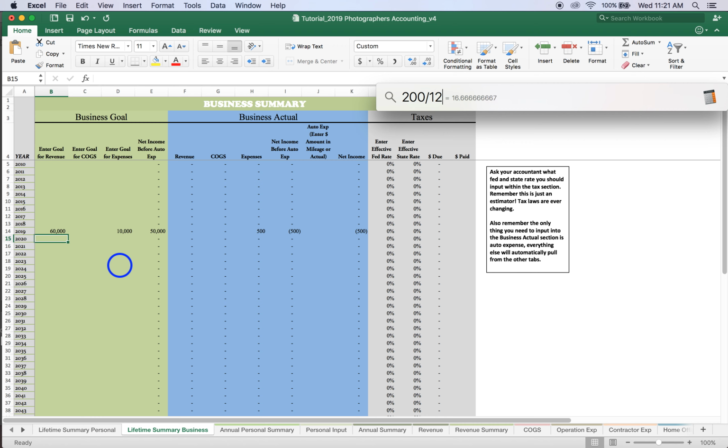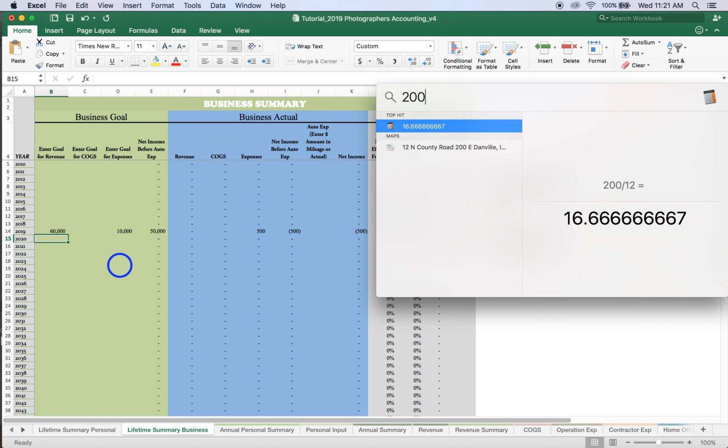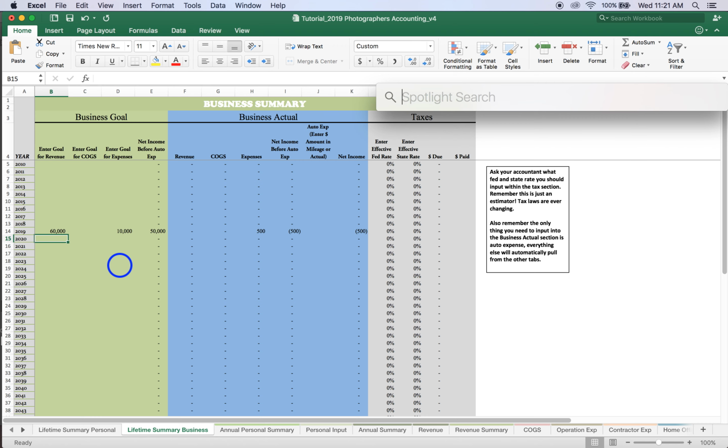So 200 divided by 12 is 16.6. So roughly 17 sessions. So around 4 to 5 sessions a week to really get to hit this goal, okay?